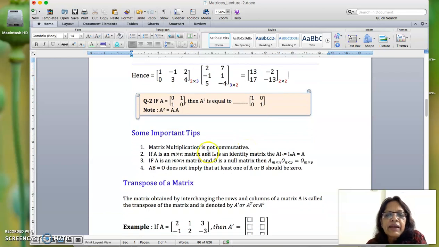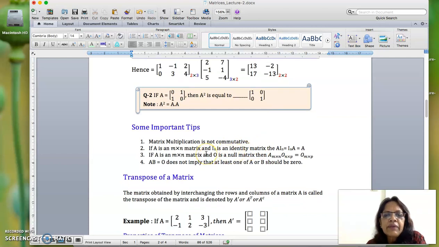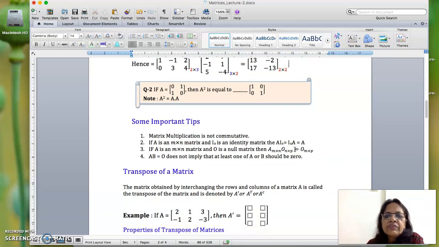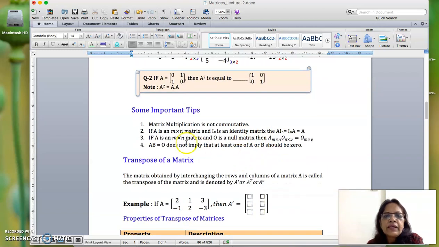Now important tips: matrix multiplication is not commutative, that is AB will not be equal to BA. If A is an m cross n matrix and I_n is an identity matrix, then any matrix multiplied by the identity matrix will give the matrix itself. Just like any number multiplied by 1 gives the number itself, where 1 is the multiplicative identity, the same logic follows here also. Then any matrix multiplied by a null matrix, provided it satisfies the condition of matrix multiplication, will give us a null matrix of the respective order.